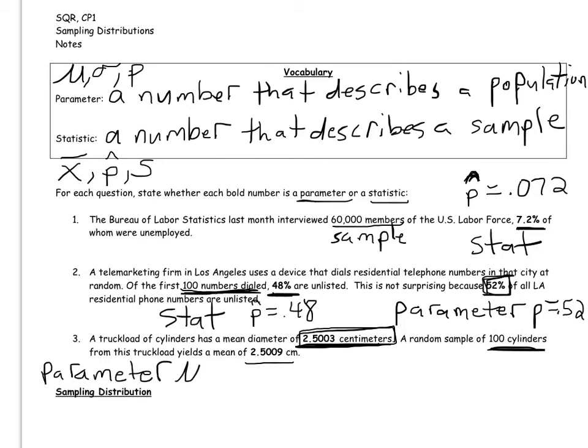That's the mean for all of the cylinders that's in the truck. So the 2.5003 centimeters, that's the mean of all the cylinders. The mean of the random sample of 100 cylinders, that's a statistic. So the x bar equals 2.5009 centimeters. That's a statistic because that's just the mean of the random sample of 100 cylinders.